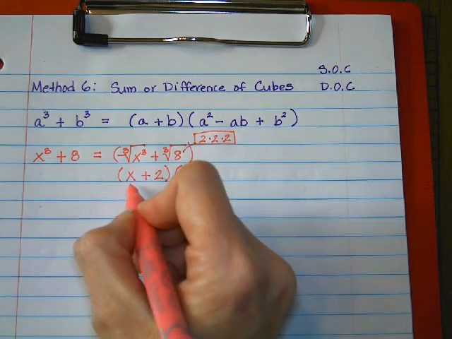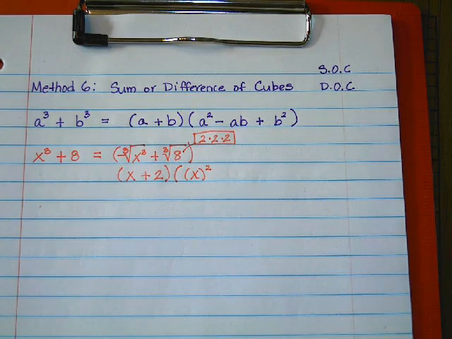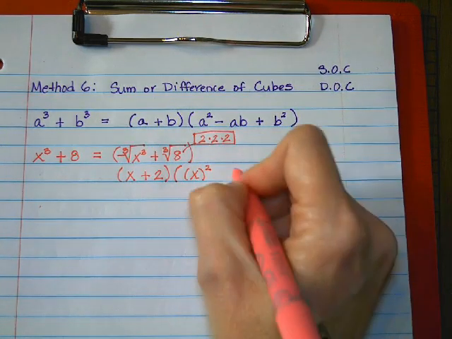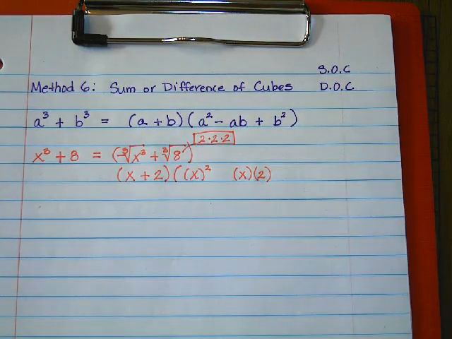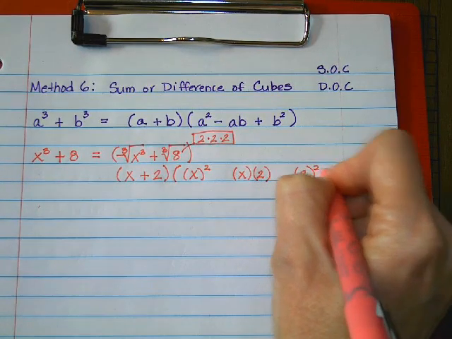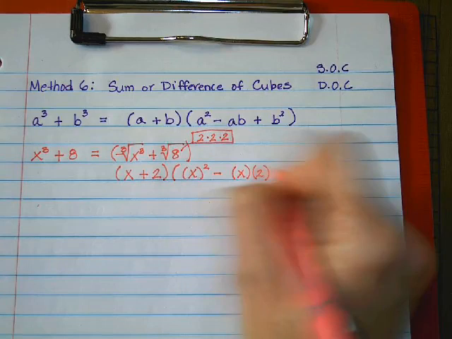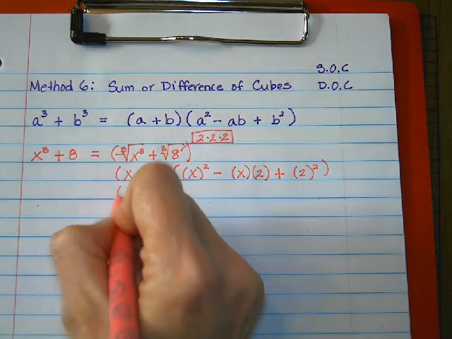So we're going to take our a value, which is x, and we're going to square it. We're going to take our a value, which is x, multiply it by our b value, which is 2. And then we're going to take our b value, which is 2, and we're going to square it. And then we're just going to insert our signs, minus, then plus. All right, so I'm going to bring down my x plus 2.